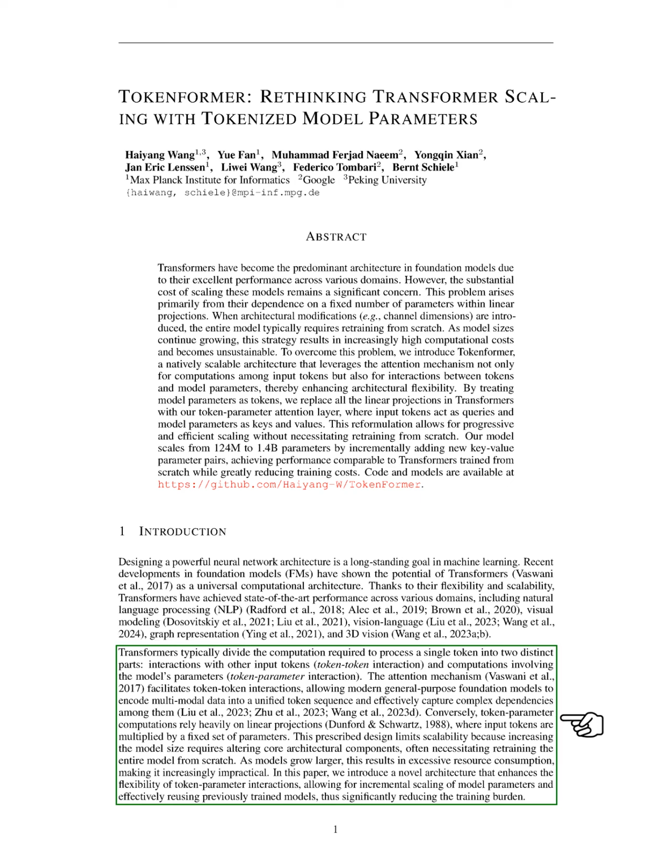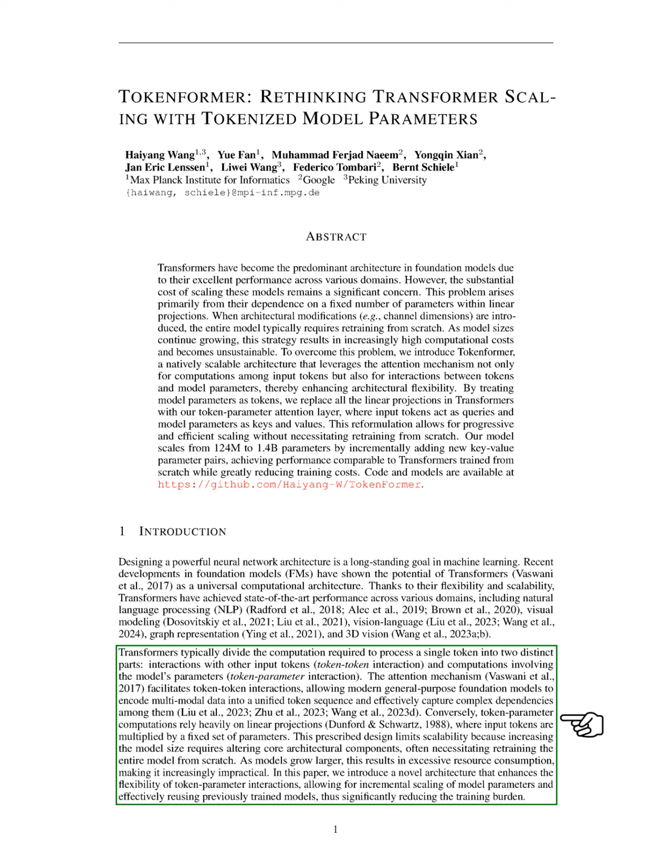Transformers process each token through two main interactions, one with other tokens and another with the model's parameters. The attention mechanism plays a crucial role in facilitating interactions between tokens, enabling the encoding of multimodal data into a single token sequence and capturing complex relationships. On the other hand, interactions with model parameters rely on fixed linear projections, which can limit scalability. As we increase the model size, we often need to retrain the entire model, leading to high resource consumption.